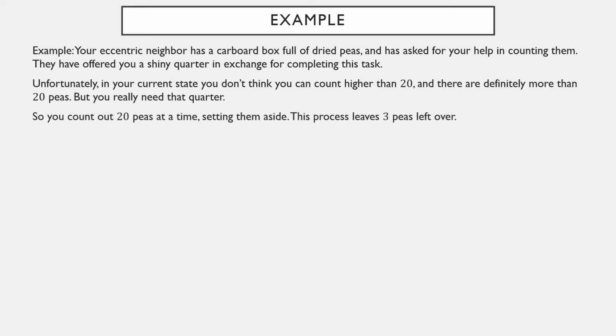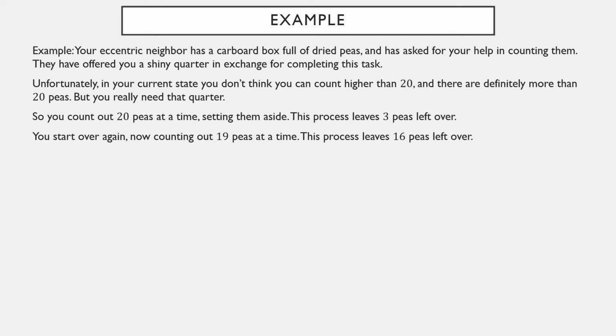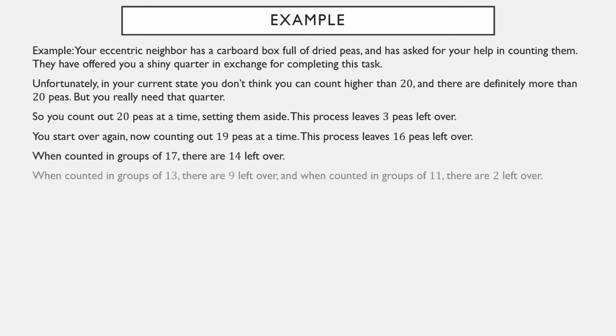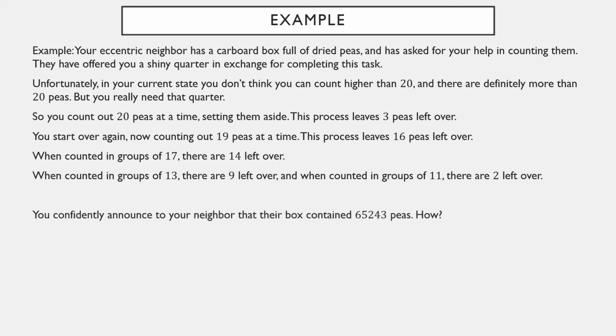So you count out 20 peas at a time because that's what you can do. And every time you count out 20, you put them in a separate box. However, at the end, there are 3 peas left over. You do it again and you count out 19 peas at a time. If you take the entire collection of peas and count them out in multiples of 19, there are 16 left over at the end. And when you count them in groups of 17, there are 14 left over at the end. When you count in groups of 13, there are 9 left over, and when counted in groups of 11, there are 2 left over. So you then confidently announce your neighbor has 65,243 peas.